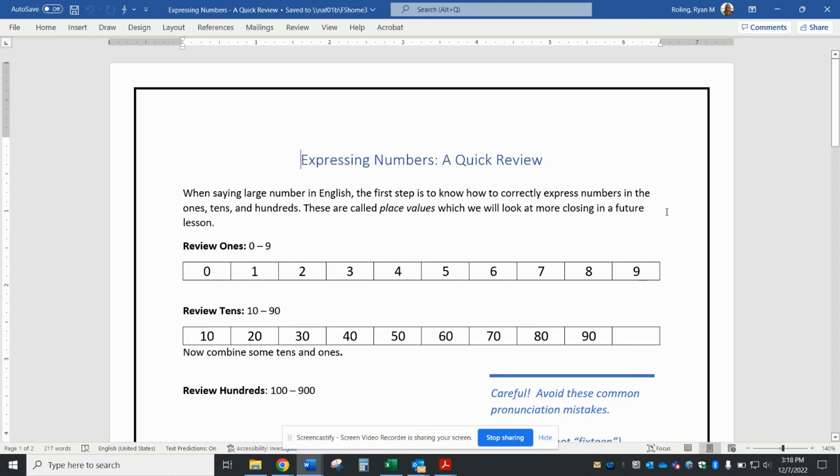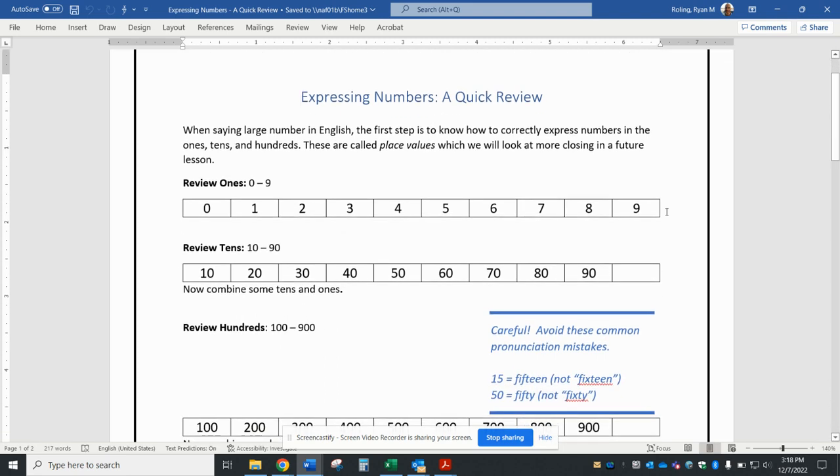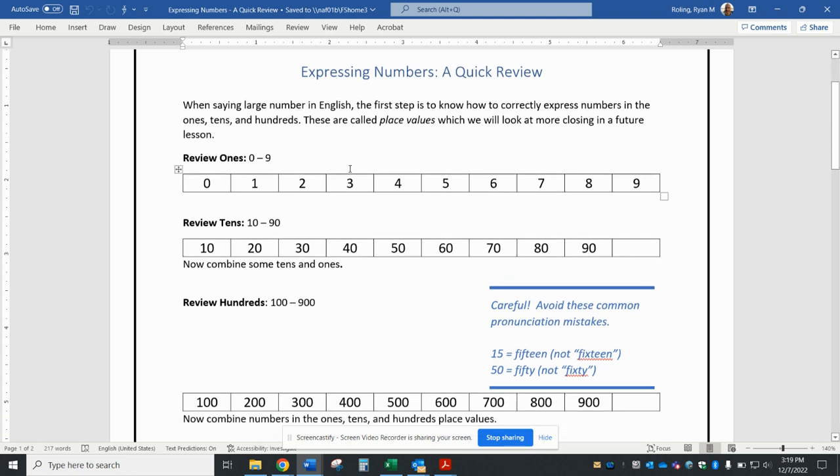In this video, we're going to review how to express large numbers in English. As a quick review, I just want to remind you of the pronunciation of some commonly mistaken numbers and review our cardinal numbers. Remember, cardinal numbers are the numbers that we use to count. For example, 1, 2, 3, 4, 5. We also have ordinal numbers, and we use those to put things in order, such as first, second, third.